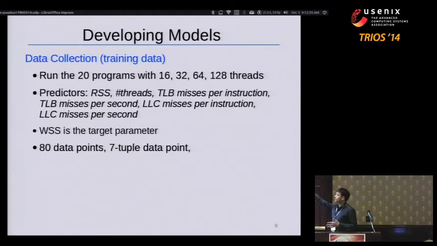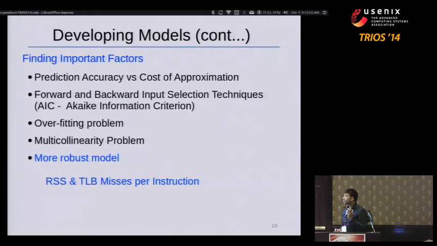So we ran these 20 programs with 4 different numbers of threads, and we collected 80 data points in total, and each data point is a 7-tuple. 6 are the input parameters, and the final 7th one is the target parameter, that is WSS. One more important thing is that there are 6 initial predictors. But to balance the prediction accuracy and the cost of approximation, we need to find the important predictors among these 6. For that, we use forward and backward input selection techniques based on the Akaike information criterion.